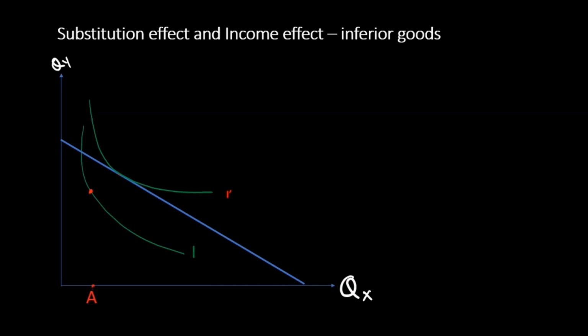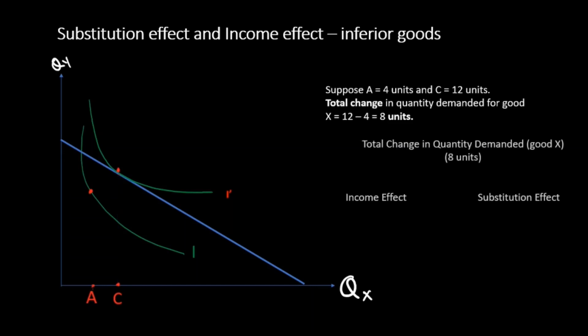So if I try to extrapolate it on the x-axis, I have a new point C. So now I have shifted from A to C, which means initially I was consuming A units of good X. Now I am consuming C units of good X. Let me try to give some numbers here. Suppose A is equal to 4 units and C is equal to 12 units. So the net effect because of the change in the price of good X is equal to 12 minus 4, that is 8 units. Now let me try to divide this between income effect and substitution effect.